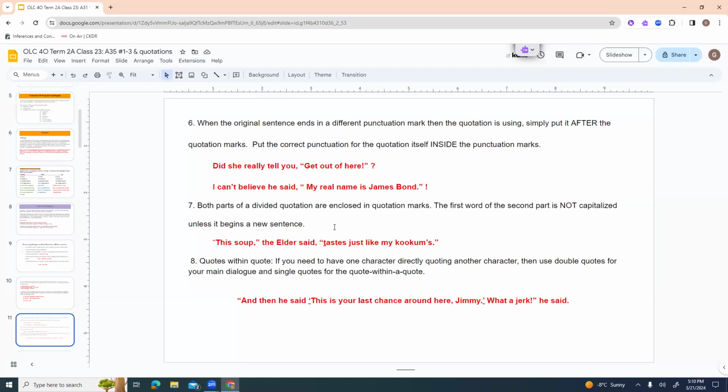You might see it. When the original sentence ends in a different type of punctuation mark than the quotation is using, simply put it after the quotation marks. Put the correct punctuation for the speech itself inside the punctuation marks. So here's an example, this person can't believe that this person said something. So they're asking a question, but they're quoting somebody else who was angry. Did she really tell you, "Get out of here"? So the "get out of here" is excited and angry, but the entire thing here is the question.